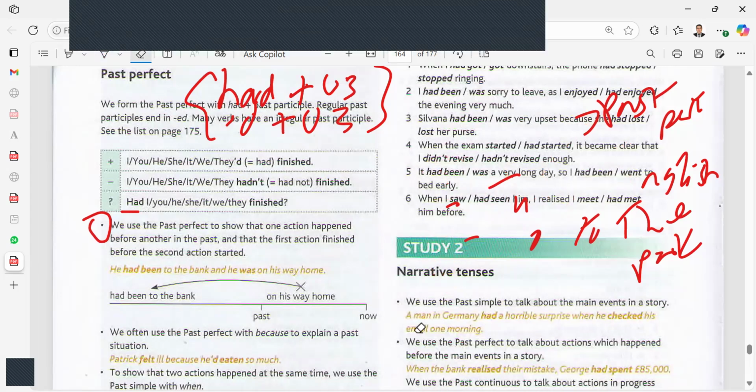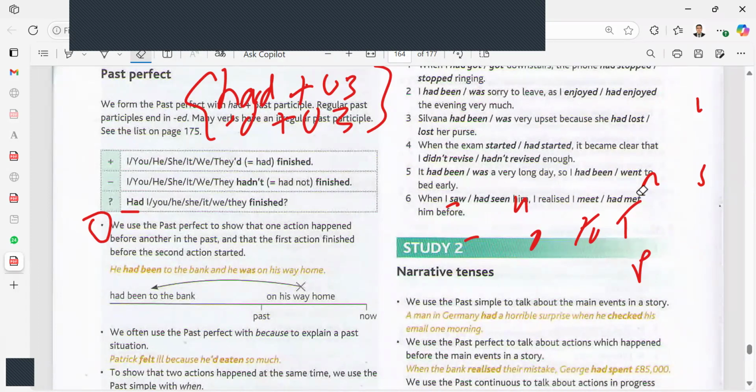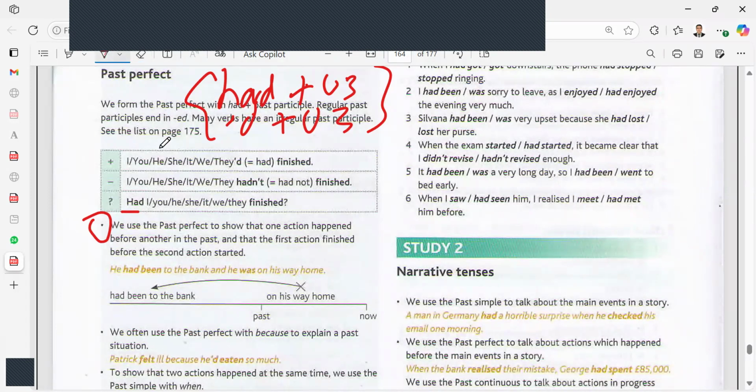Okay. So again, the first function of past perfect, we use it to describe an action happened before another one in the past. لما يكون عندي حدثين، اللي حصل الأول أخليه في الباست بيرفكت، والحدث اللي بعده رقم 2 يكون في الباست سيمبل، ويكون ماضي بسيط.